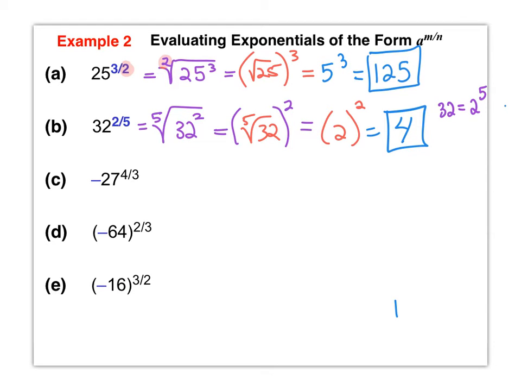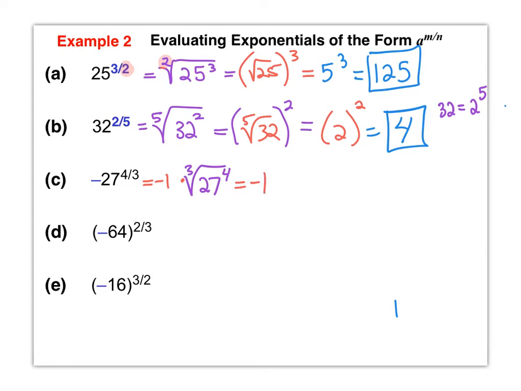Example C, negative 27 to the 4/3 power. Let's think of this negative out in front. Because it's not in parentheses, that's the same thing as negative 1 times 27 to the 4/3 power. 27 to the 4/3 power can be written as the cubed root of 27 to the 4th power. So let's evaluate the cubed root of 27 first and then raise it to the 4th power, and then finally multiply the result by negative 1.